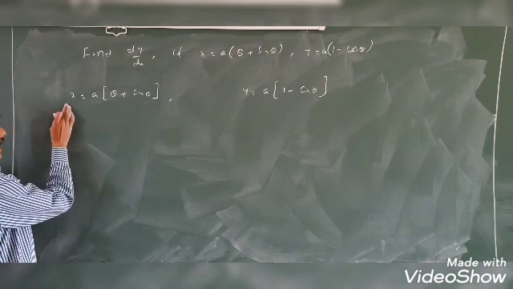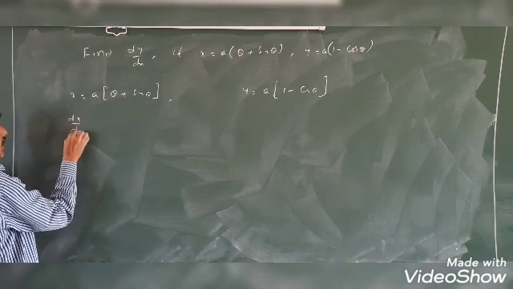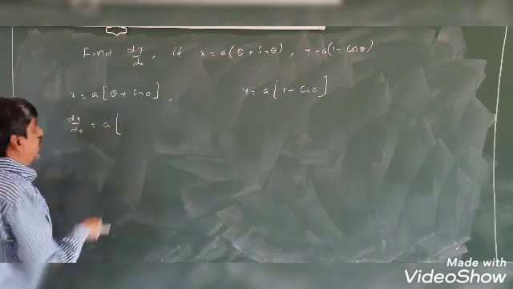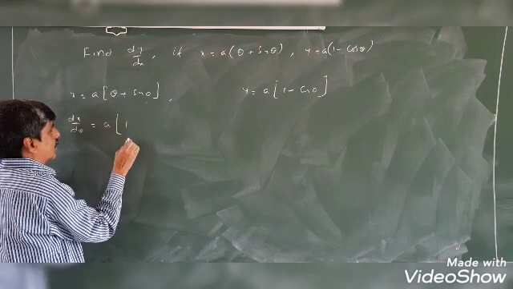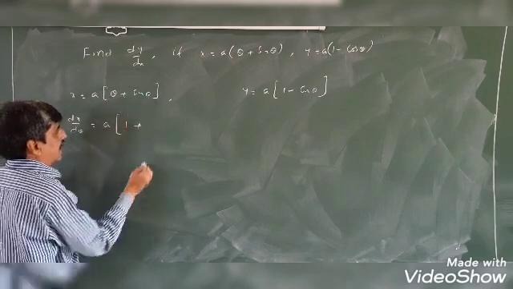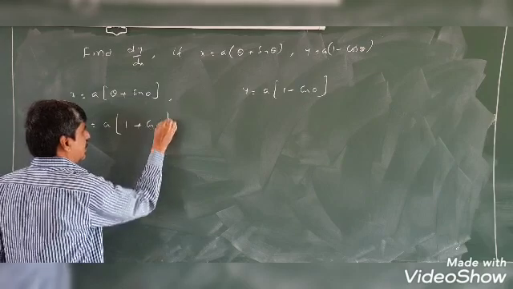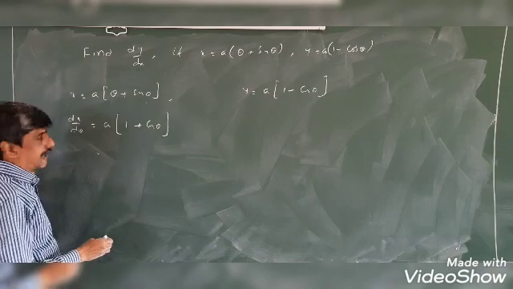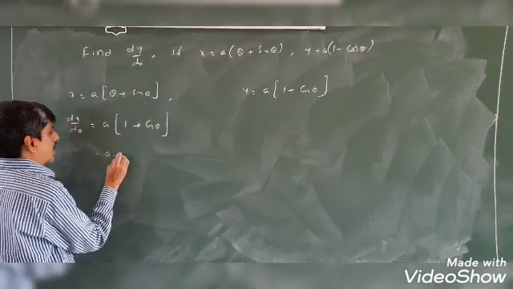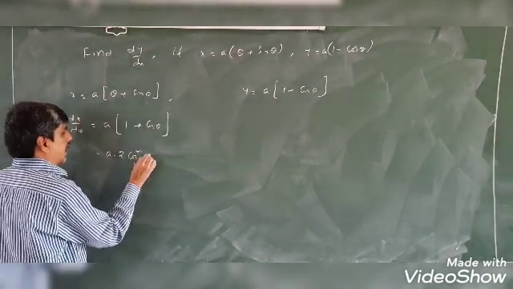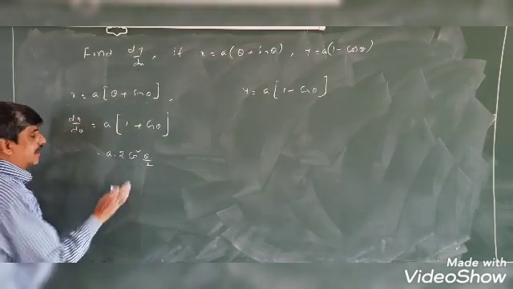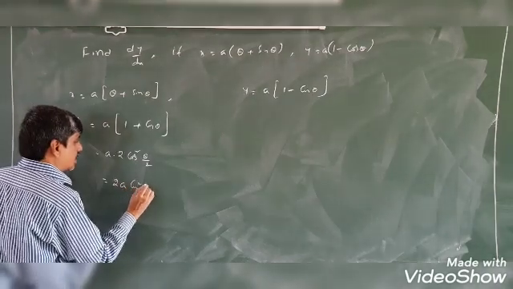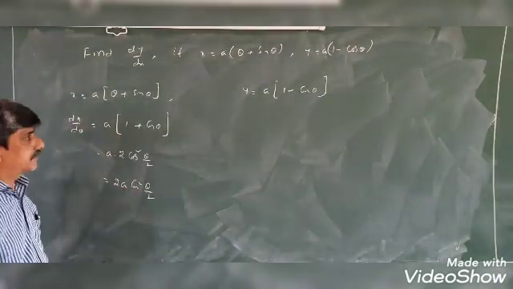Then d by d theta of x, dx by d theta, is equal to a, a constant, kept outside. Then d by d theta of theta is 1, plus d by d theta of sin theta is cos theta. So this is a into (1 plus cos theta). We will write 1 plus cos theta as 2 cos square theta by 2. So this is 2a cos square theta by 2.